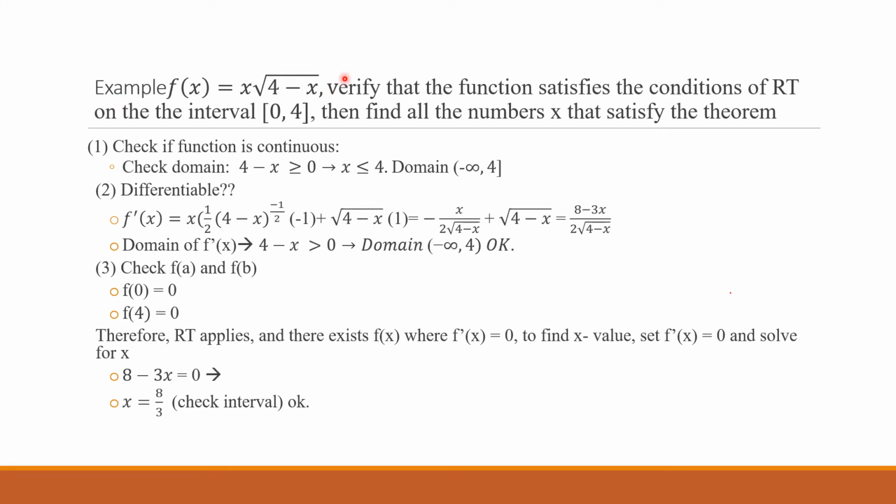Here comes another example. He's giving me my function, and he's asking if the conditions satisfy Rolle's theorem in the interval, and then find the values x. So I'm doing the same checks. The first check is to check if it is continuous. I look at the function. Well, there is a restriction to the domain. Since I have the square root, 4 minus x has to be greater than or equal to 0, so x should be less than or equal to 4. So this satisfies the given domain from 0 to 4.